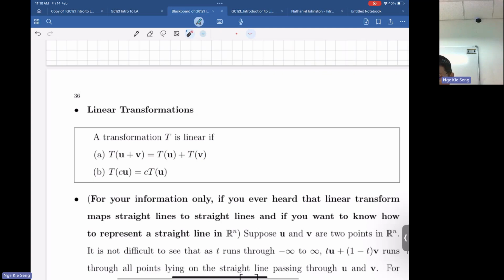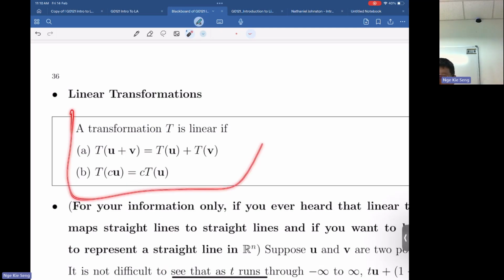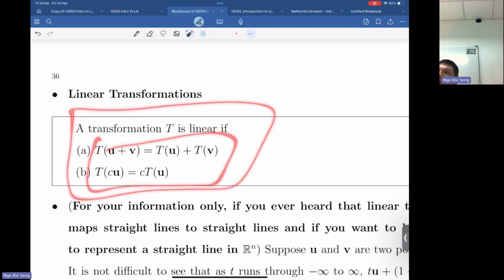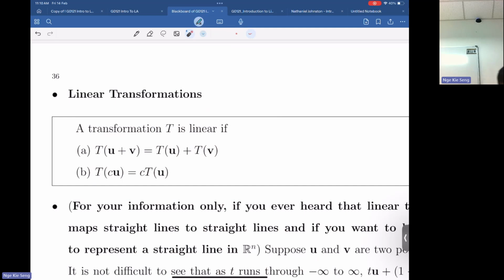The other thing is people ask me how to intuitively think about linear transformation. Really, linear transformation is just these two properties here. T has to respect these two properties. Did you notice that these two properties are the only operations you can take on vectors? There are only two things you can do on vectors. You can add two vectors together, or you can multiply vectors by a scalar. And linear transformation respects both operations. That's all.